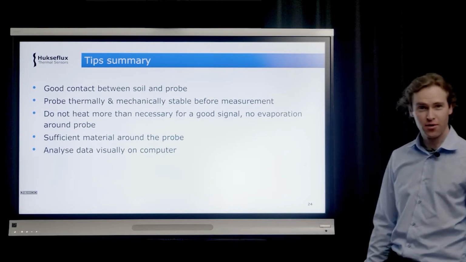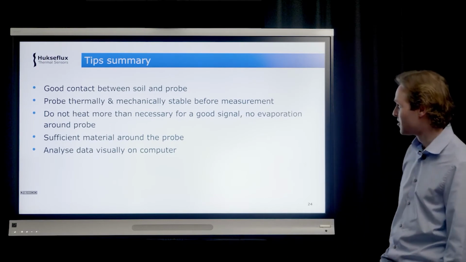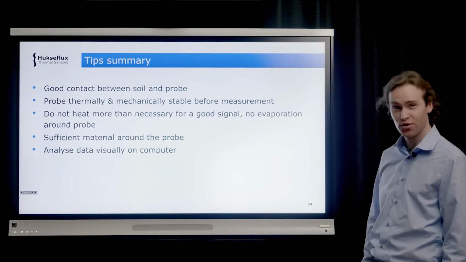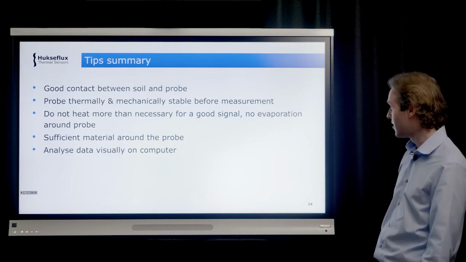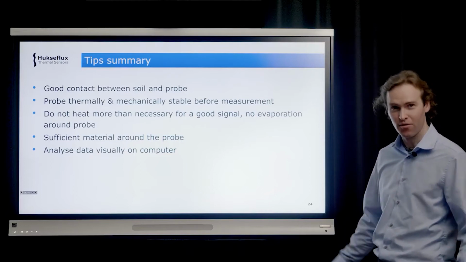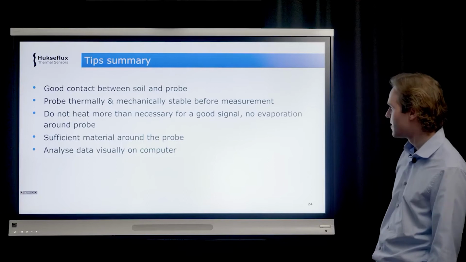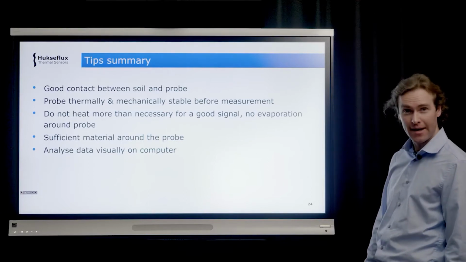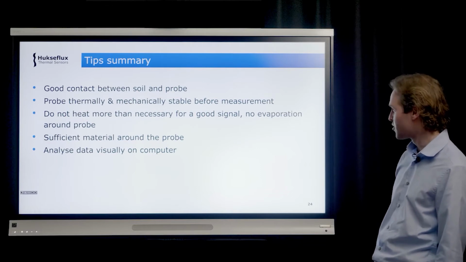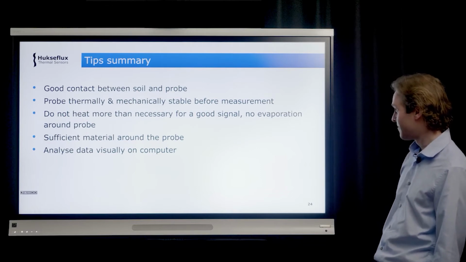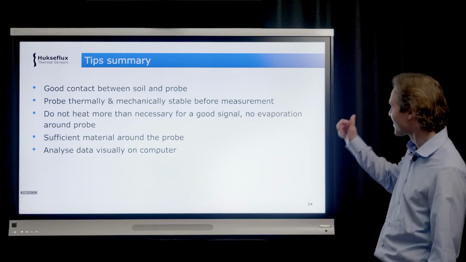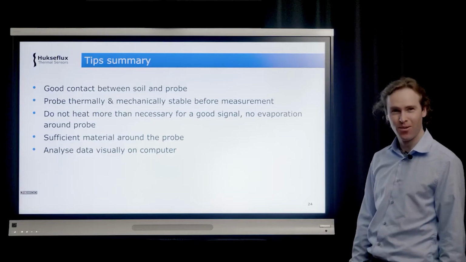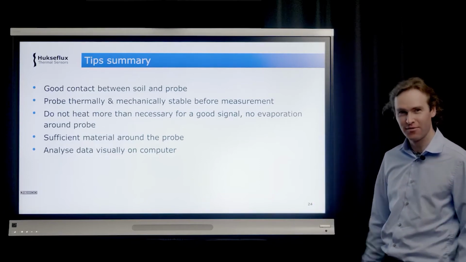Okay, so here's a short summary of the tips and tricks. Make sure that there's good contact between the soil and the probe. Avoid thermal contact resistance. Make sure that the probe is thermally and mechanically stable before you start the measurement. Heat enough, but not too much. Make sure that you have a good signal, but if you heat too much, you get evaporation.